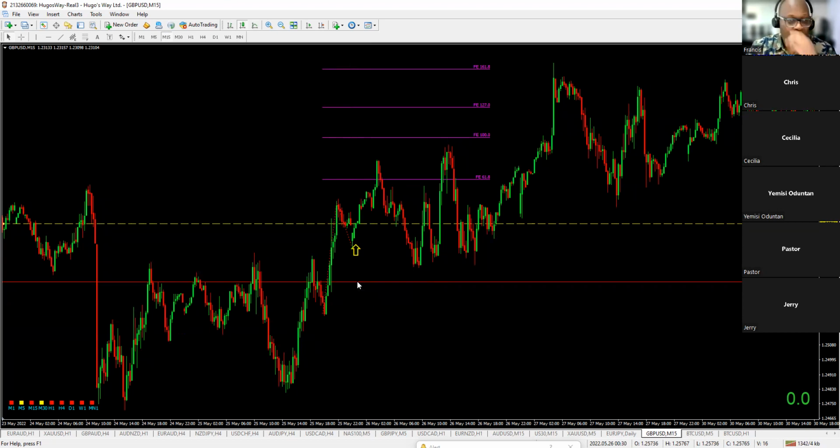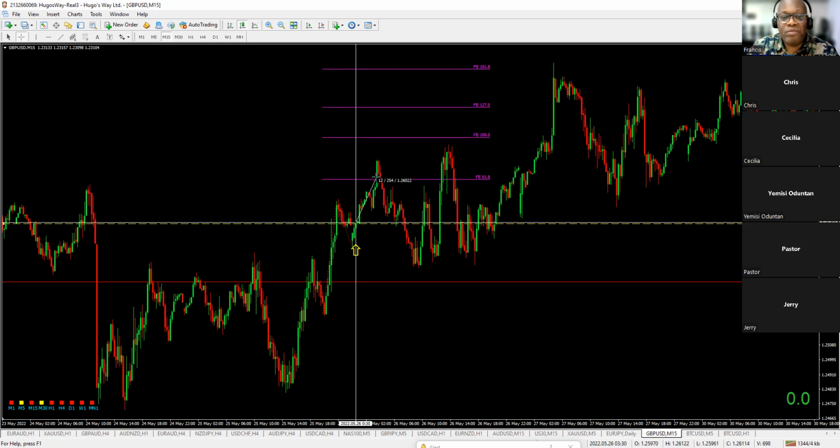There are a couple of things I could teach. Obviously, we don't want to go too deep today, so it doesn't become confusing, but just to know that these are the areas you're going to be targeting. So you enter this trade here. It gave you 20-something pips, 24 pips profit, and maybe one of your trades closed.